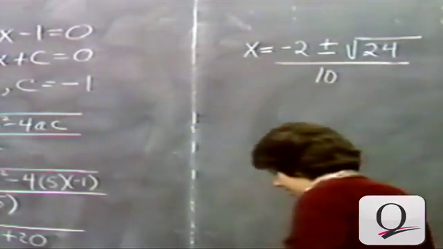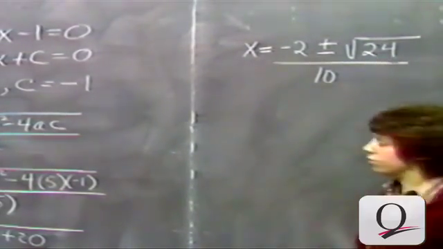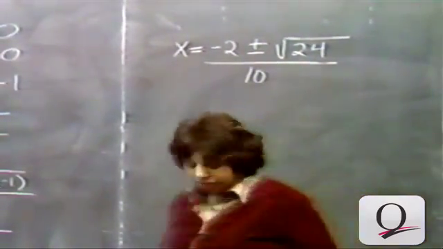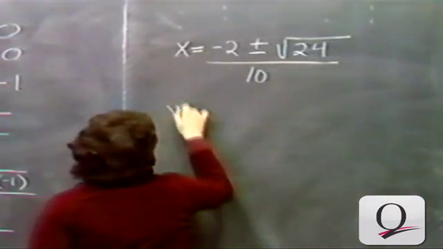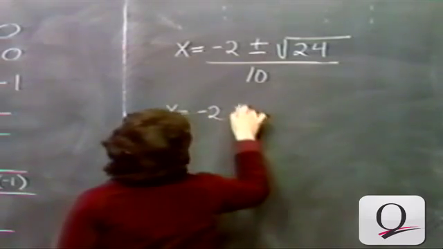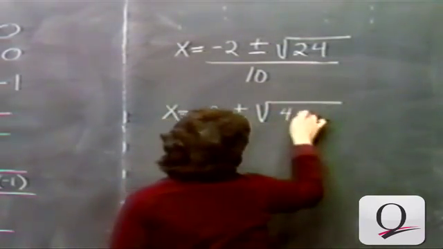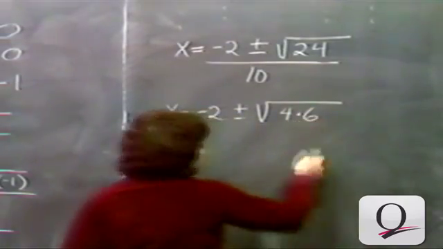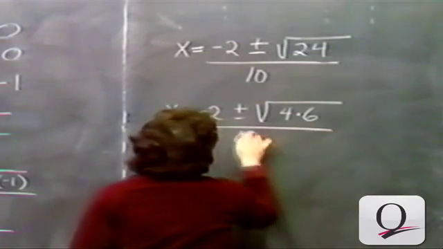Okay, now in this we can reduce a little bit. The square root here is not in simplest radical form. There is a perfect square factor under that radical. We can rewrite this as minus 2 plus and minus the square root of, now 24 is really 4 times 6, trying to write it as a perfect square factor times something else, over 10.